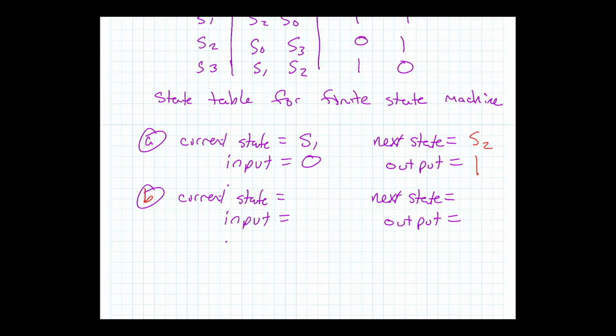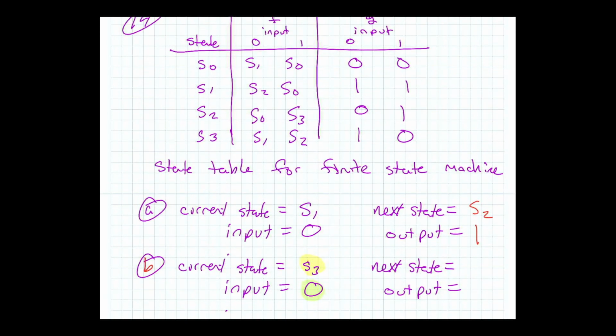So on B, the current state is S3 and the input is 0 again. So we'll do this just the way we did the last one. The input is 0 and the current state is S3. So you come up here and say current state S3, so we're in the S3 row there. The input is 0.